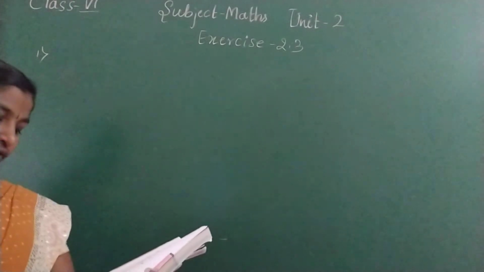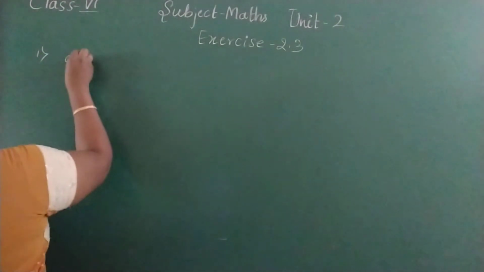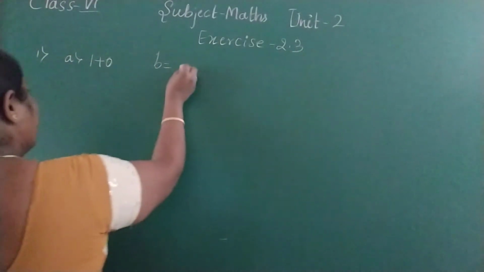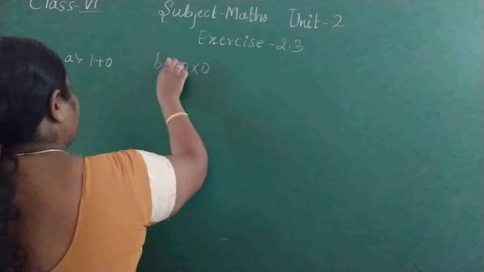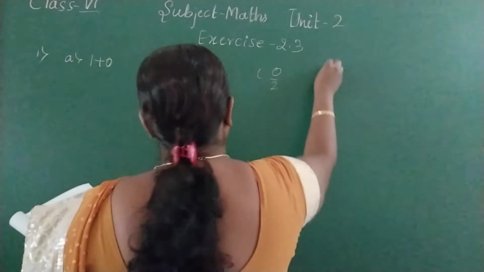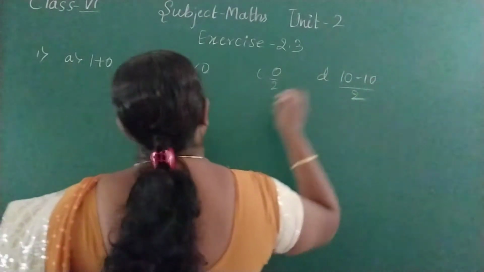Which of the following will not represent 0? A. 1 plus 0. B. 0 into 0. C. 0 by 2. D. 10 minus 10 divided by 2.